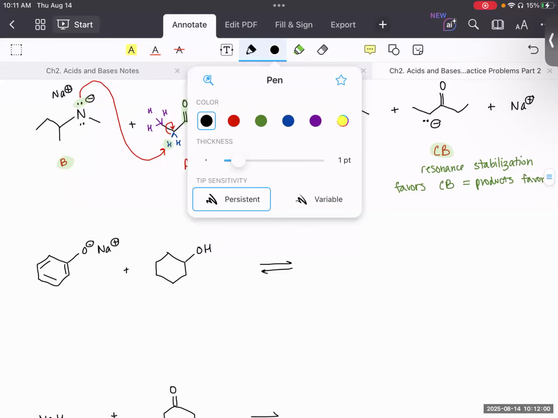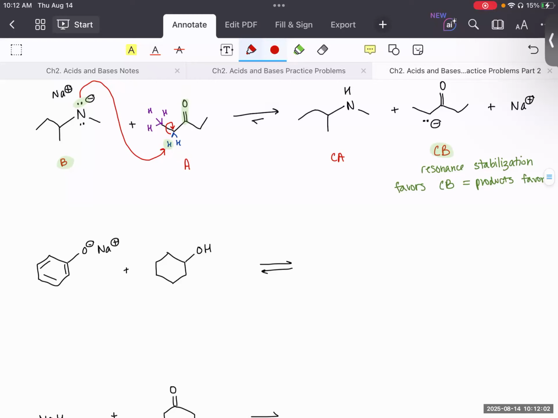Right, let's do this next one. So here we have a more clear base and acid. The one with the negative charge is going to be the base. The one with the hydrogen, the acidic hydrogen, is going to be the acid. And here, again, we're going to start our arrow from the negative charge or the lone pair of electrons and draw the arrow to the hydrogen.